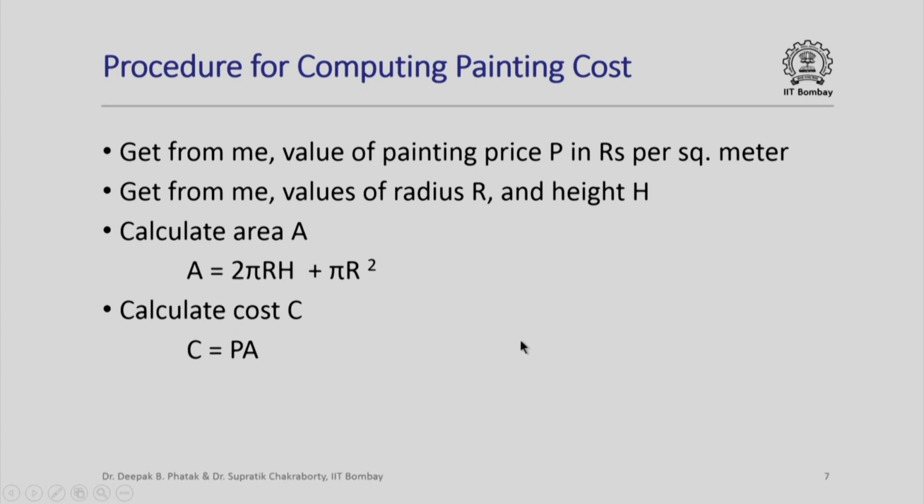The procedure is written as if it will be executed by some person. So, I am telling that person, get from me value of painting price P in rupees per square meter. Then get from me values of radius R and height H. Next step says calculate area A, which is A is equal to 2 pi R H plus pi R square, and the last step says calculate cost C, C is equal to P into A. Did you have any difficulty in understanding this?